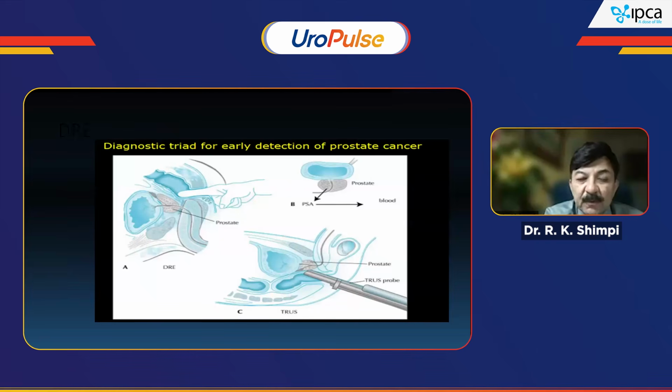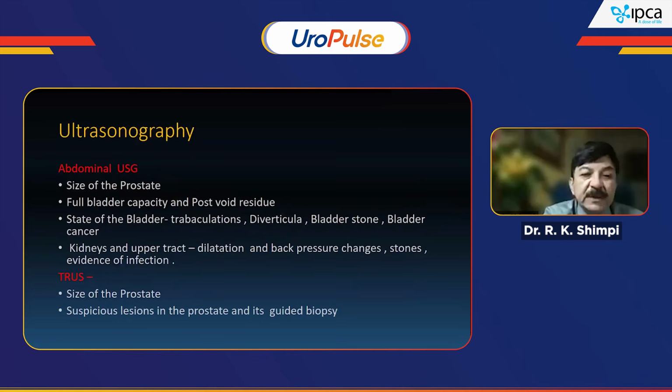So this is how we do the digital rectal examination. We pass a lubricated finger into the rectum and find out the size of the prostate. And in those patients where the PSA level is high, or where the prostate is hard, you have to do transrectal ultrasound. The abdominal sonography will tell you about the size of the prostate. It will also tell you about the full bladder capacity and how much urine the person is retaining in the bladder. It will tell you about the state of the bladder.